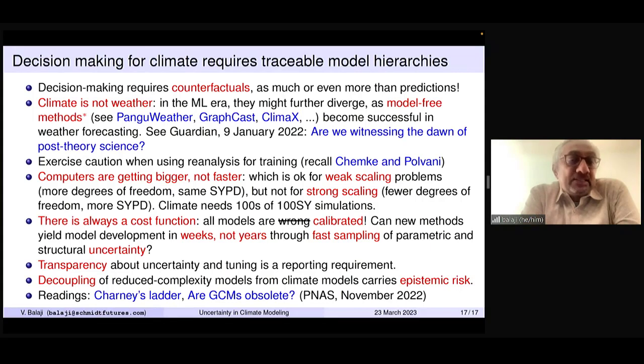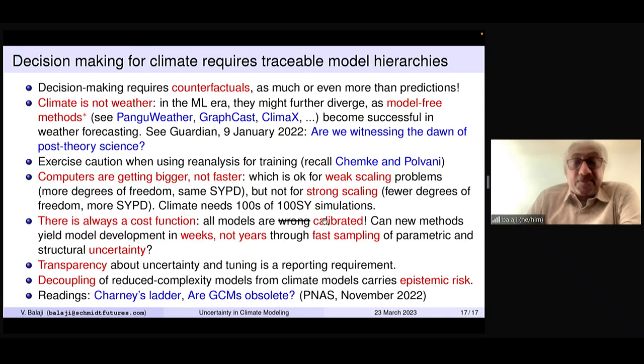Some people are arguing that you can do everything directly from data and you don't need models anymore. There was an article in The Guardian, for example, titled, "Are We Witnessing the Dawn of Post-Theory Science?" We can argue about that. Exercise caution when using reanalysis for training, the paper I showed. Computers are getting bigger and faster, as I've said before. There is always a loss function.